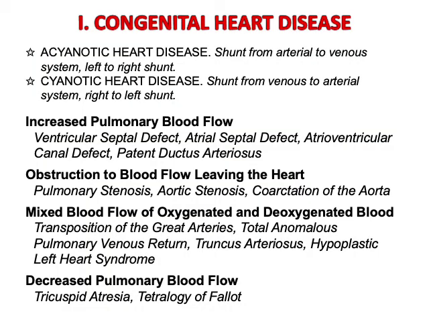Congenital heart diseases are either acyanotic or cyanotic, as shown in the slide, but a second classification system, which is increased pulmonary blood flow, obstruction to blood flow leaving the heart, mixed blood flow of oxy and deoxy blood, and decreased pulmonary blood flow addresses hemodynamic and blood flow patterns rather than effect, compared to the previous acyanotic and cyanotic classifications. The new classifications allow a more uniform and predictable set of signs and symptoms.